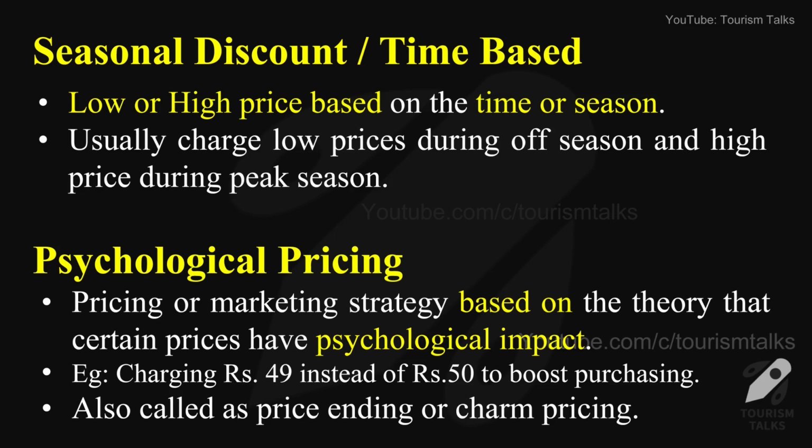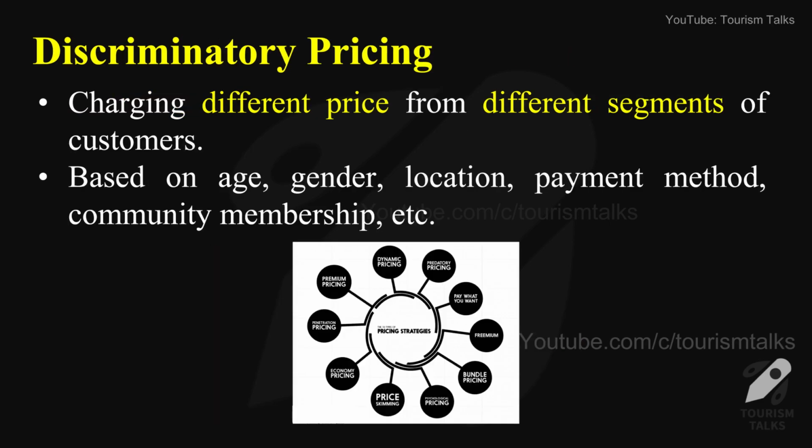Psychological pricing. Pricing or marketing strategy based on the theory that certain prices have psychological impact. Example, charging 49 rupees instead of 50 rupees to boost purchasing. It is also called as price ending or charm pricing.